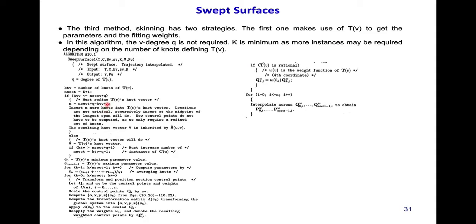So this is the algorithm that is used for the first strategy, that is using T. So here we are going to interpolate the trajectory. So what are the inputs here? The input is t, c, that is section curve, b is the vector value, and k is the minimum of instances that are required for refining the knot. So first we are going to refine t, and then we are going to use t to get the control points, and then we're going to find out all the coordinate values.